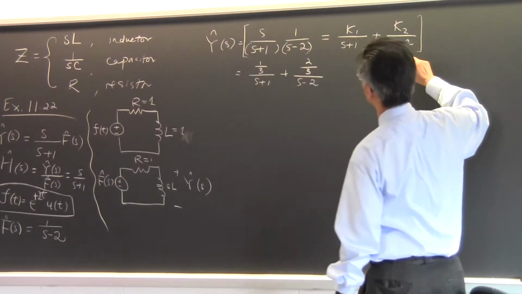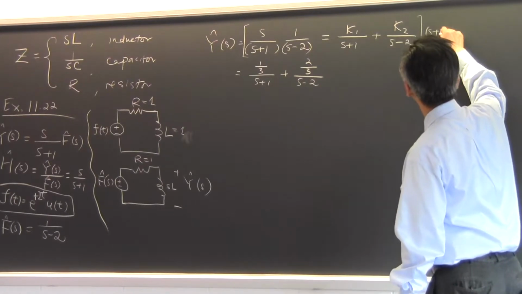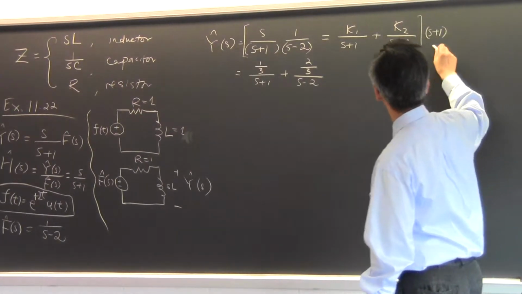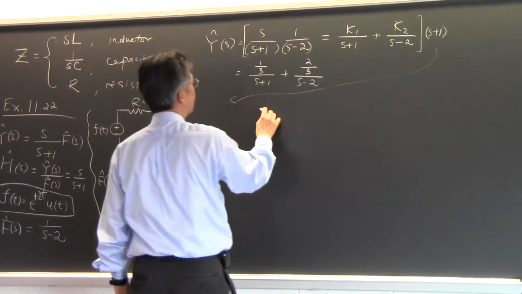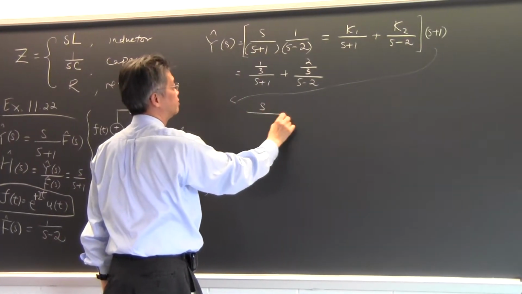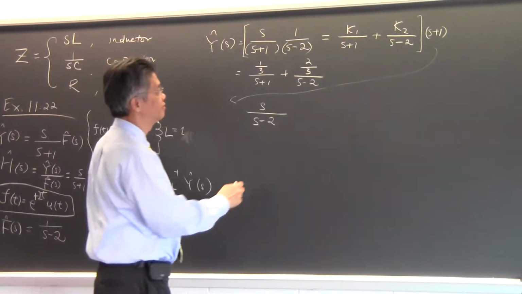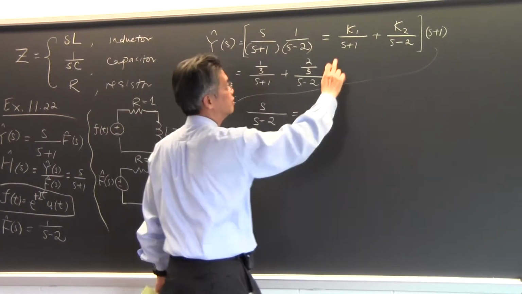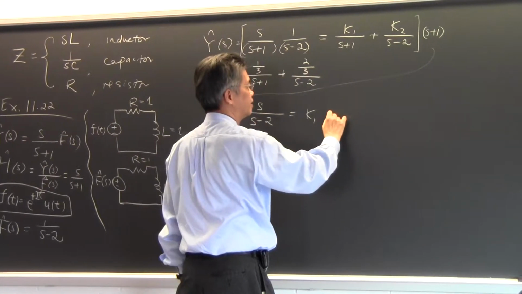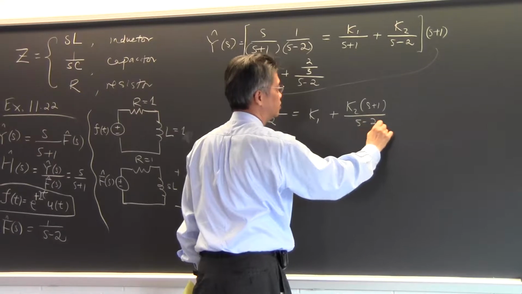The first thing you can do is to multiply by S plus 1 to get one equation. If you multiply by S plus 1, then on the left-hand side you just have S plus 1 cancelling with S plus 1, you have S over S minus 2 on the left-hand side. On the right-hand side you will have K1. This S plus 1 will cancel with that S plus 1, then you have K2 times S plus 1 over S minus 2.